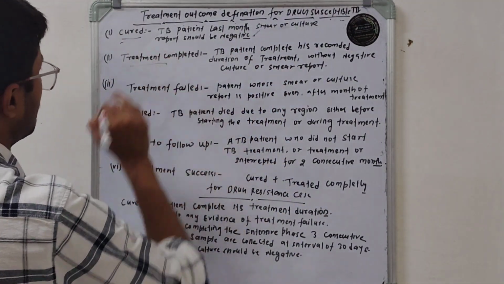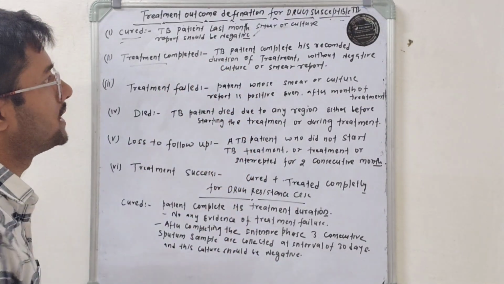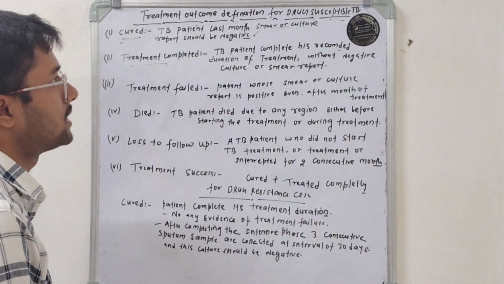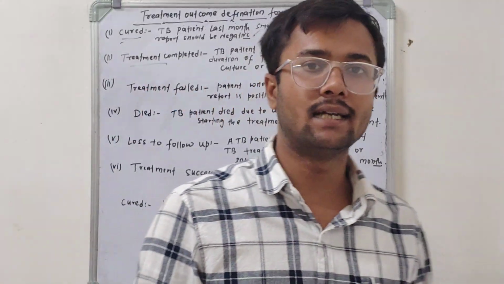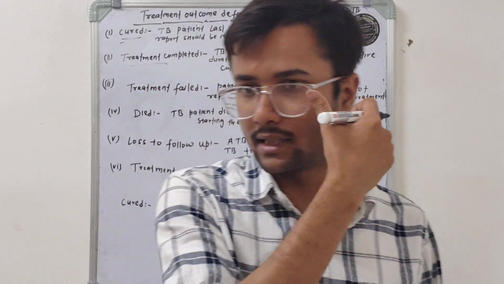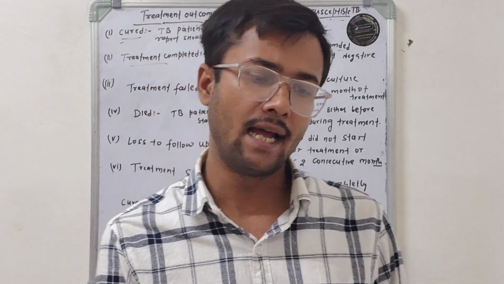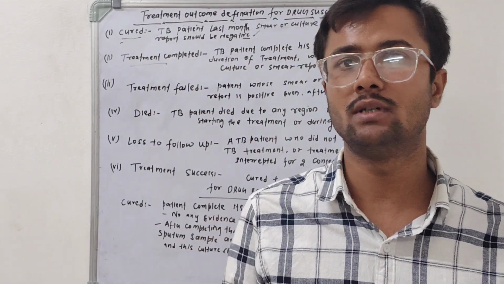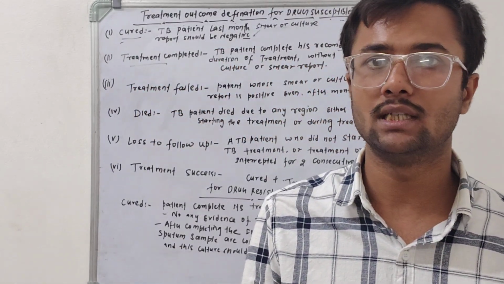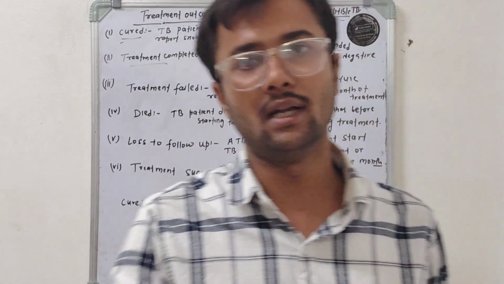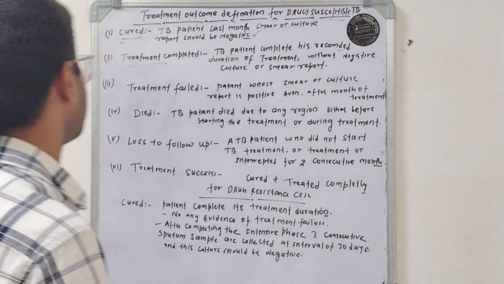What is the definition of treatment completed? Treatment completed means a TB patient completes the recommended duration of treatment without a negative culture or smear report. So the first criterion is that the patient completes the duration of treatment, and after completing it, there is no necessary requirement for a negative culture or smear. The only criterion is that the patient completes the recommended duration of treatment.